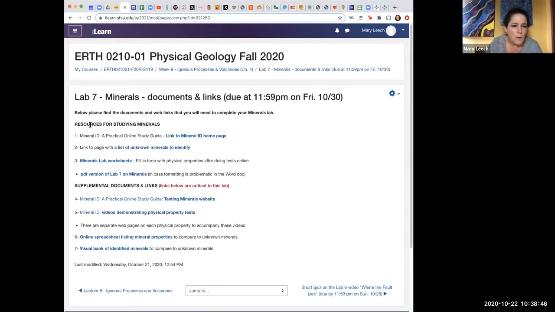Up top are the critical things that you need. You need the link to that mineral ID homepage. You need the page that has the list of unknown minerals to identify. That's on this website, but I wanted to give you a direct link. And then these are your worksheets, both of these. This is the Word document, and this is the PDF.